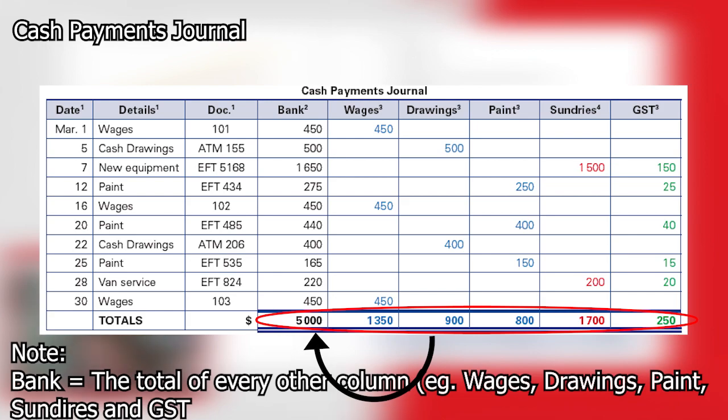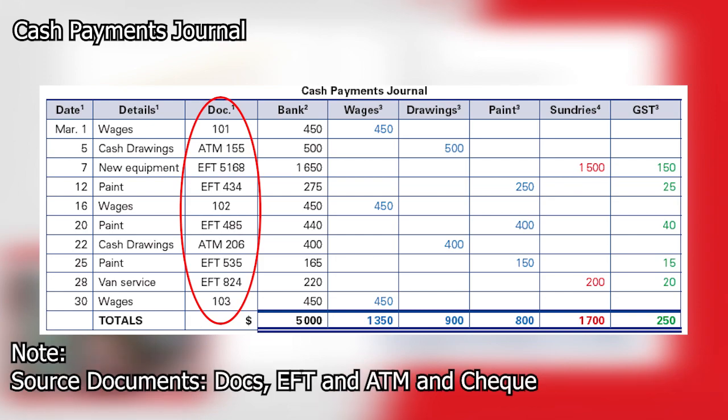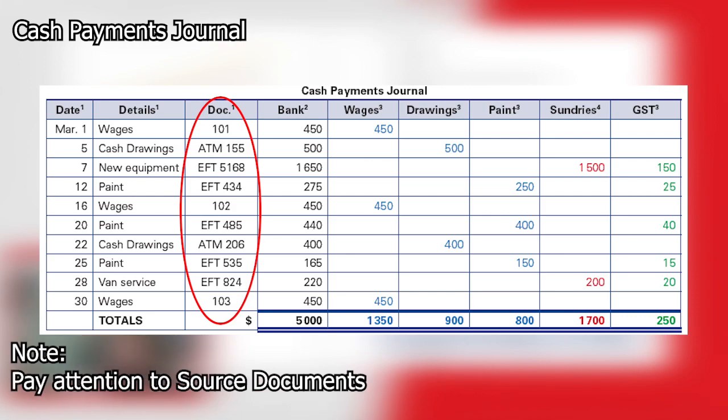In terms of source documents, here the doc is, if that 101 would be a check, the ATM for the 5th would be an ATM withdrawal, and EFT would be like paying BPay, for example, or electronic fund transfer. So making sure, when we get a sum, and this will show up in the worked example, we read the information closely.